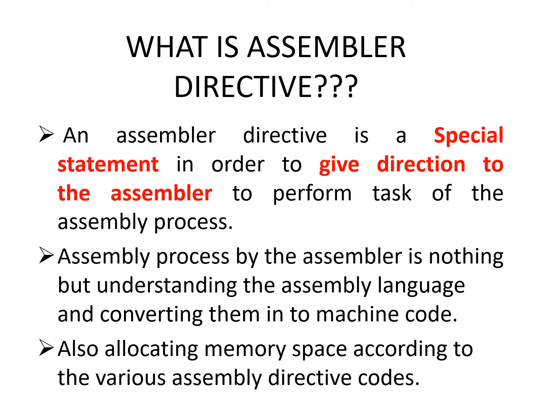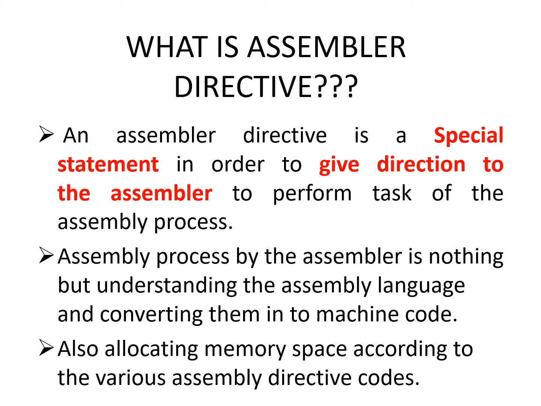Hello students, today we are going to see the topic called what is assembler directive. Before moving on to assembler directive, we must know what an assembler is. An assembler reads the assembly language written by the user and converts it into machine code, so that the machine can perform the process required by the user, because only the machine is going to do the process, but the user writing the program doesn't know the machine language.